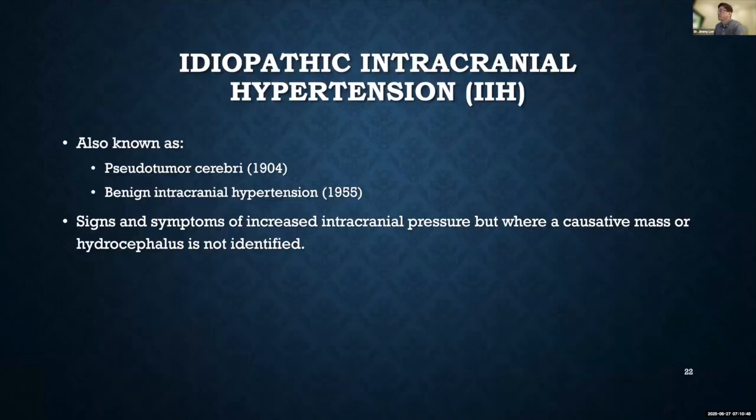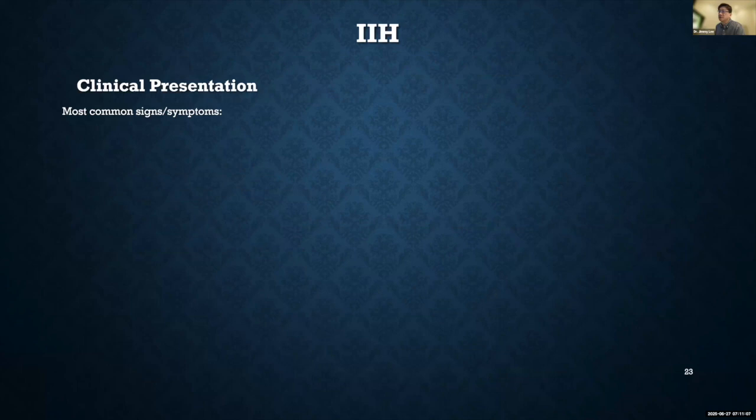Okay, so idiopathic intracranial hypertension has different names. In the old days, pseudotumor cerebri, we still use it in the literature, also benign intracranial hypertension. Essentially, you have signs of intracranial hypertension or increased intracranial pressure, but you don't find a mass or hydrocephalus. And these are common presenting symptoms, mostly headache, aggravated by Valsalva maneuver, so straining with bowel movements.